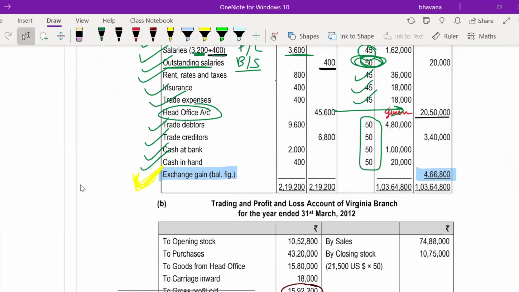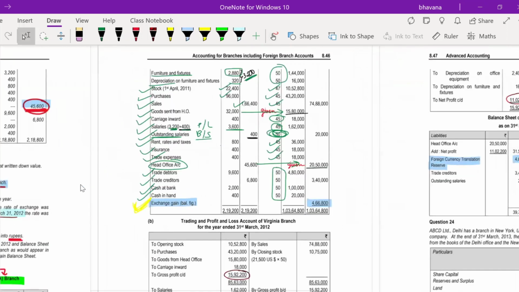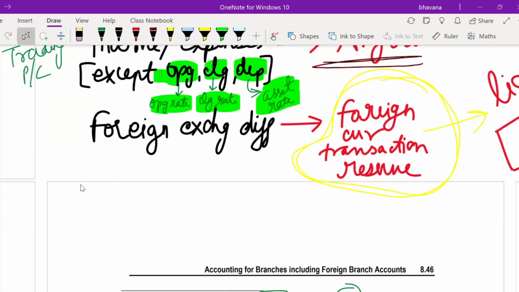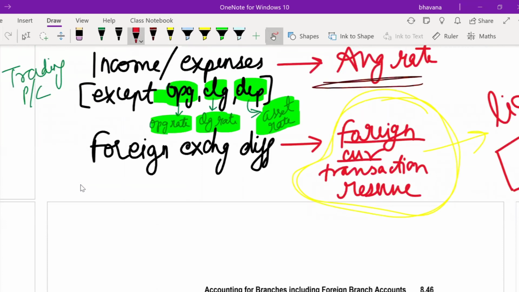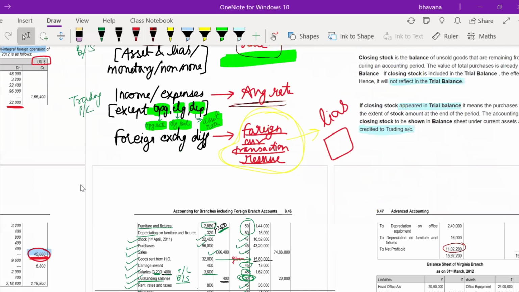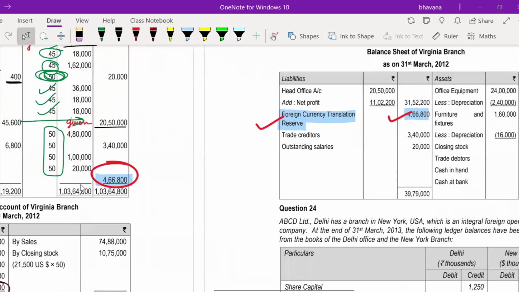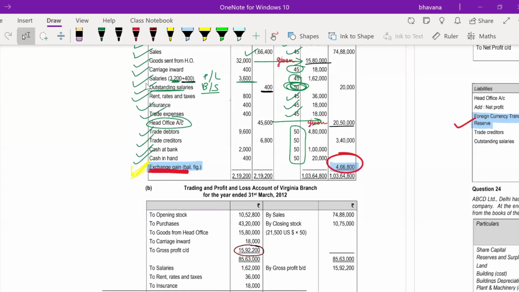And what will happen is, after you balance out the debit side and credit side of the trial balance, you will be left with a balancing figure on the credit side of 4,66,800. So this will be nothing but your exchange gain. So this you have to show in your special account, which I told you. What was the special account? Foreign currency transaction reserve. See, you will go and show this in your special account here. Okay, so I hope you understood this.